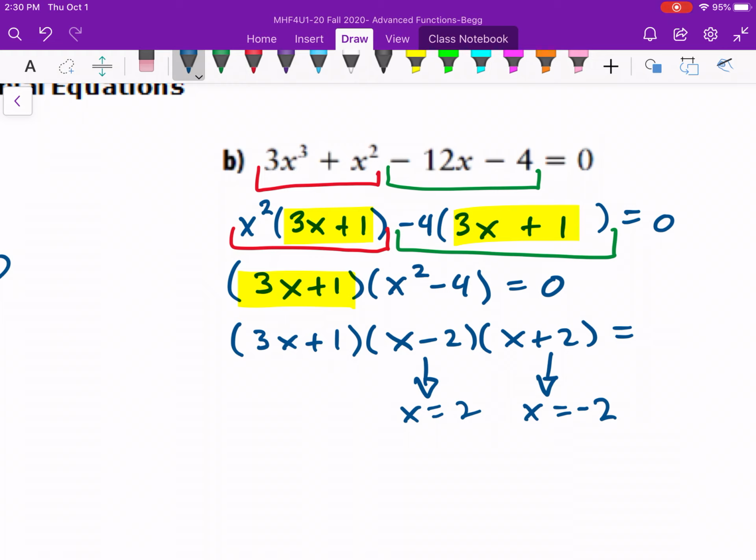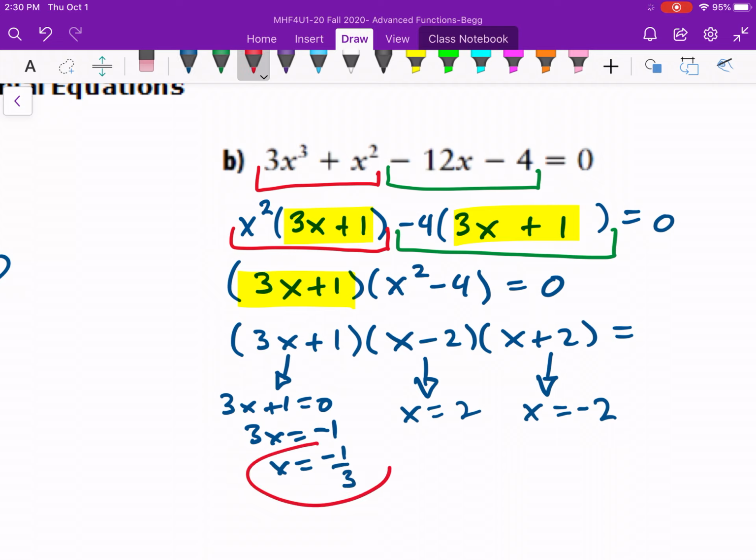So either you can mentally play with that in your head, but if you have trouble just coming up with that, then you can always set the bracket equal to 0 and then solve the equation. And you'd get -1/3. So there's 3 solutions to this one as well.